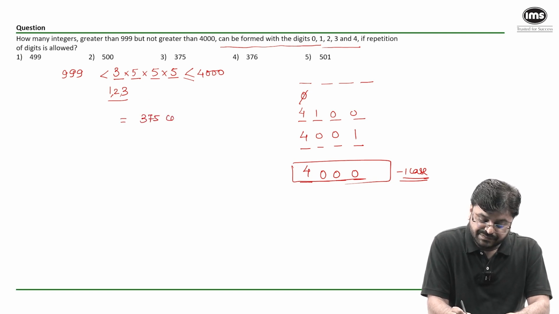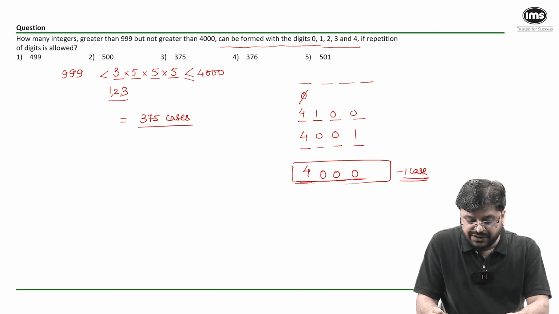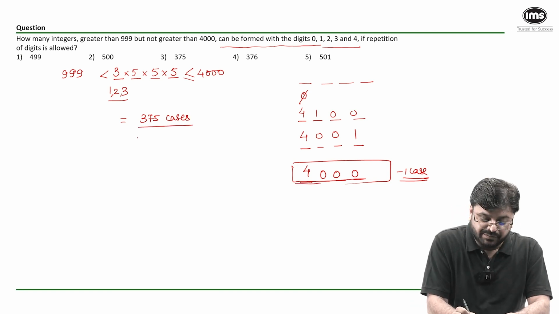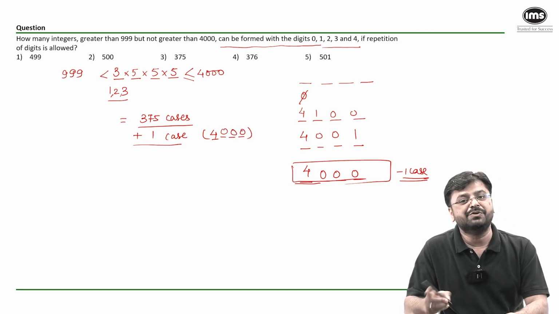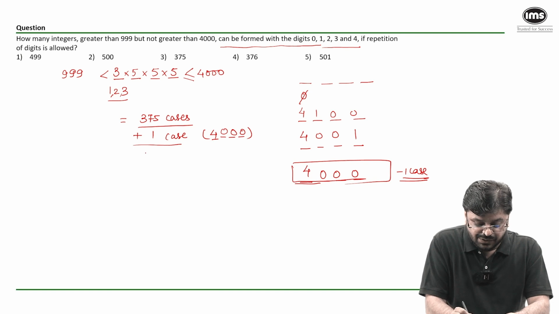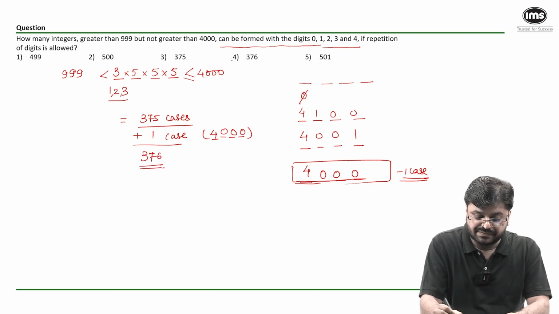375 cases, in which we are not counting this case yet. So we need to add one more case, that is 4,000. That is 4,000 because they are asking you not to take greater than 4,000, which means 4,000 is accepted. So the total number of cases in this case would be 376.